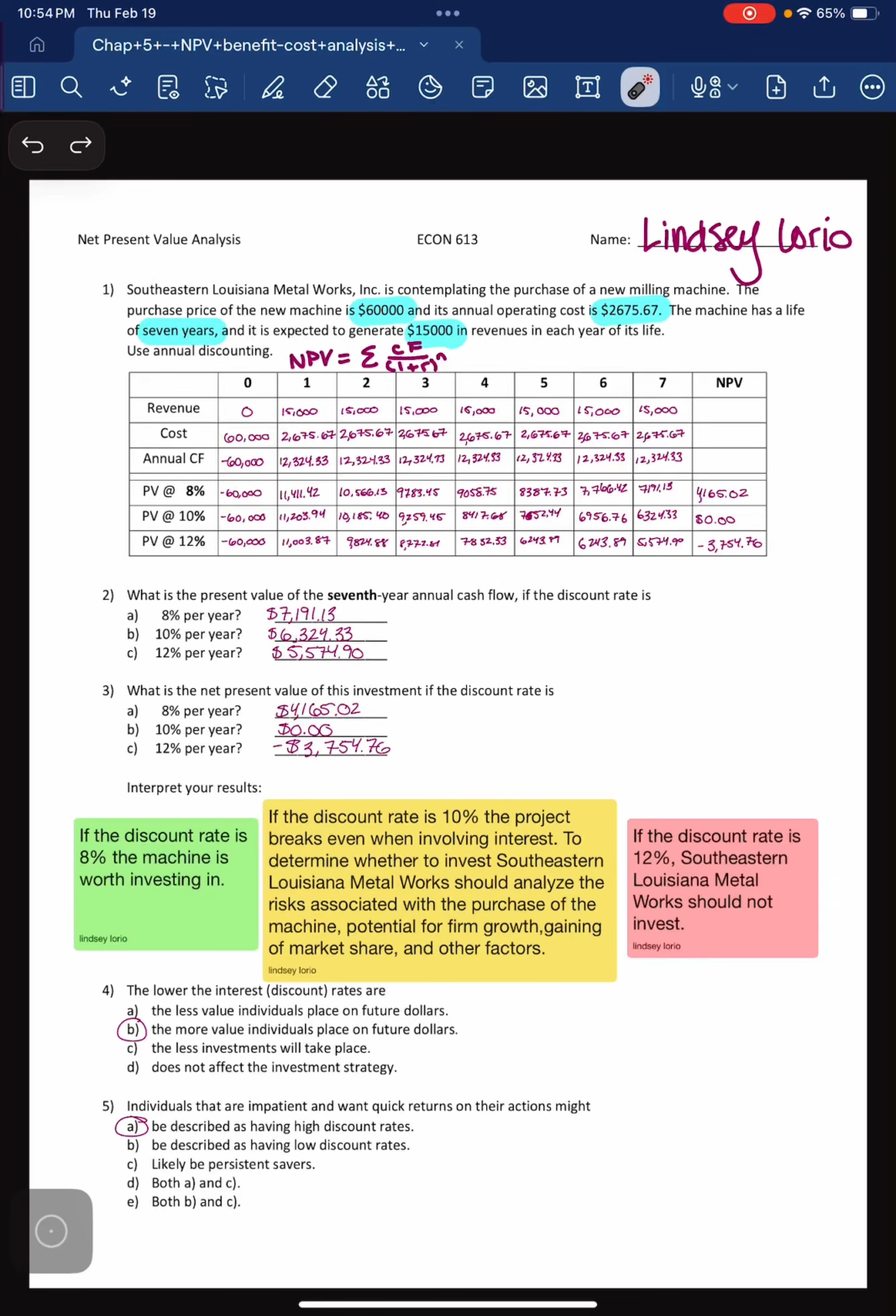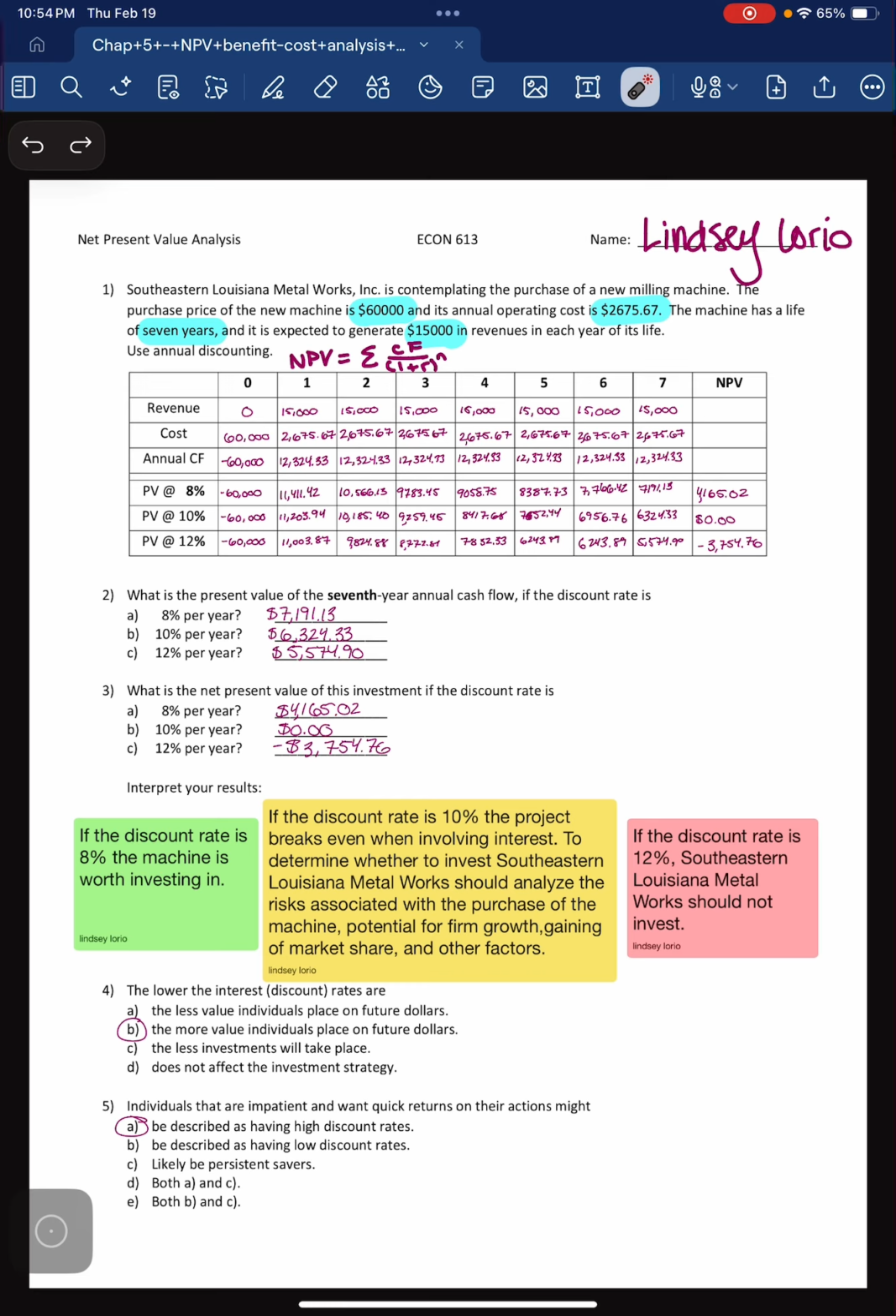Works is contemplating a purchase of a new milling machine. The purchase price is $60,000, so that's a cost. And its annual operating cost is $2,675.67. So that's annual, so that's going to be every year. For the life of 7 years, so we have a whole 7 years here.